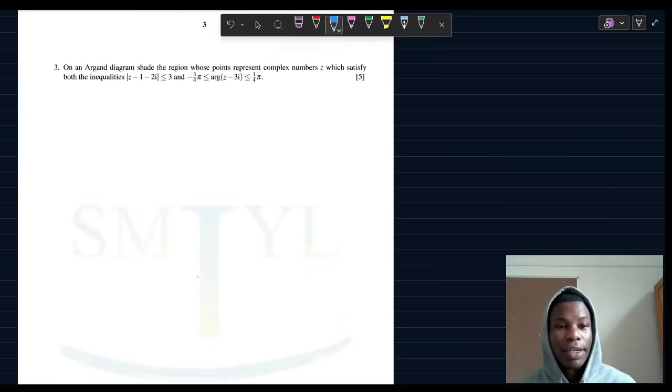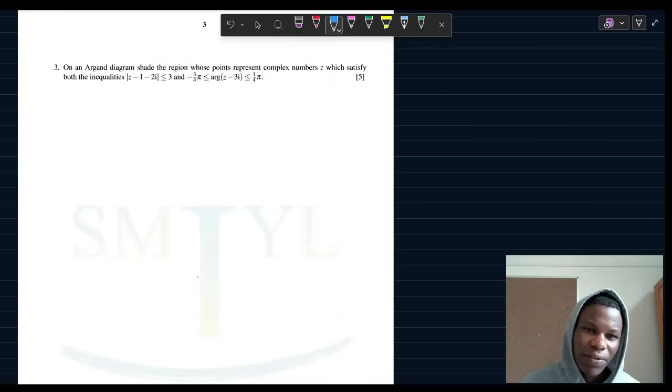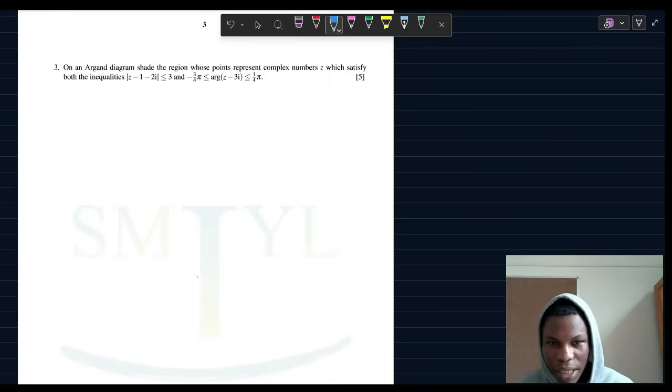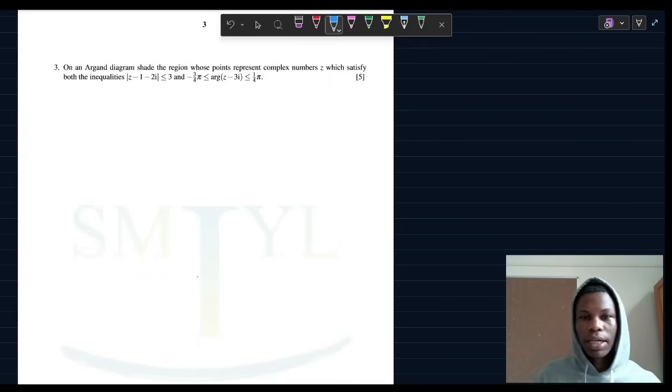Number 3. On an Argand diagram, shade the region whose points represent complex numbers z, which satisfy both the inequalities: the modulus of z minus 1 minus 2i is less than or equal to 3, and arg (z minus 3i) is between negative 3/4 pi and 1/4 pi inclusive.